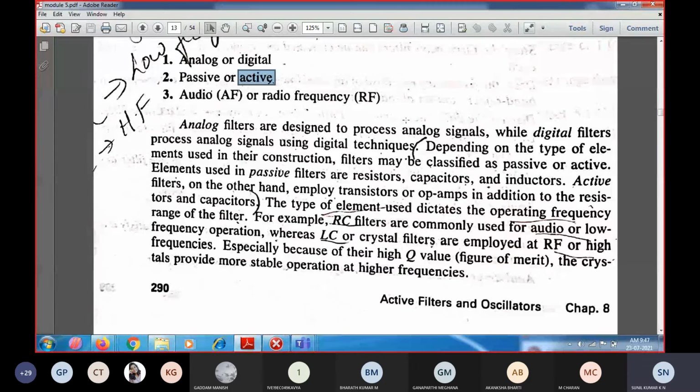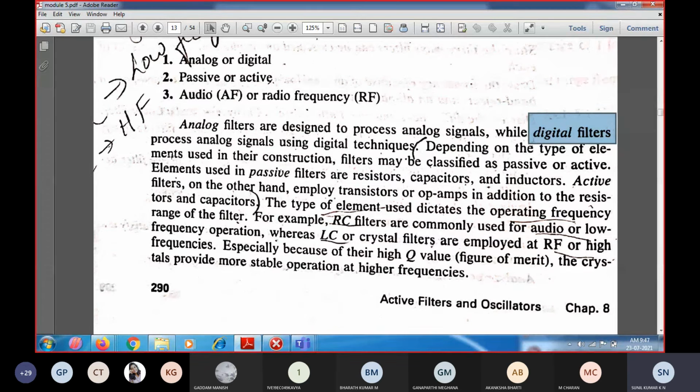So analog filters deal with analog signals, whereas digital filters deal with digital signals. It processes an analog signal using a digital technique. So we convert the analog signal into a digital signal, and then the digital signal is used. That is the technique used in the case of a digital filter.